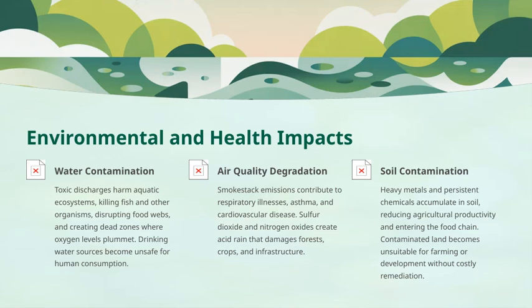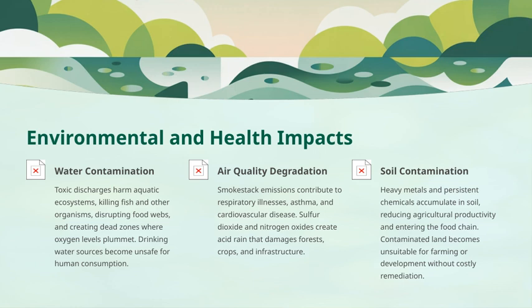Now, let's delve into the environmental and health impacts of pollution. First, water contamination. When toxic discharges enter our water bodies, they harm aquatic ecosystems. This can lead to the death of fish and other aquatic organisms, disrupt food webs, and create dead zones where oxygen levels drop drastically.